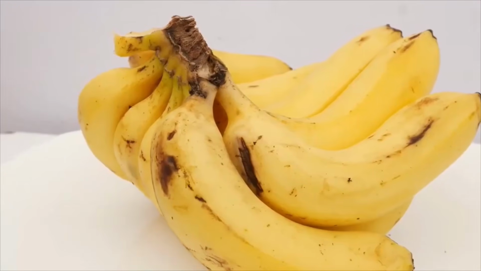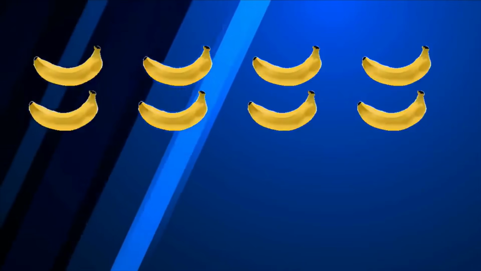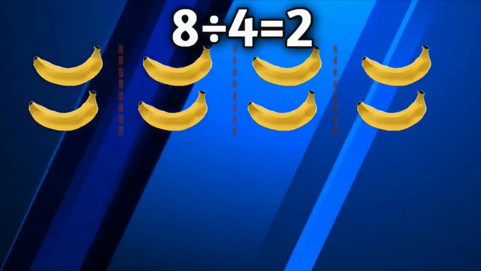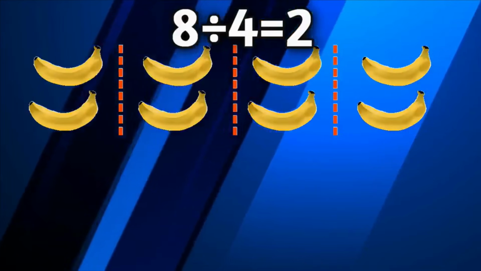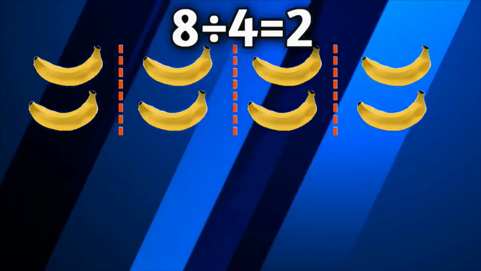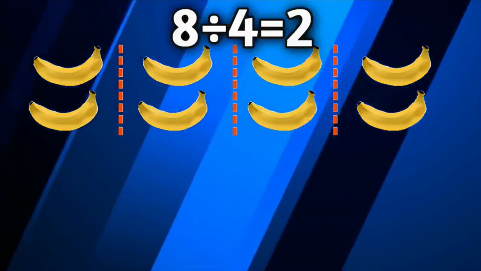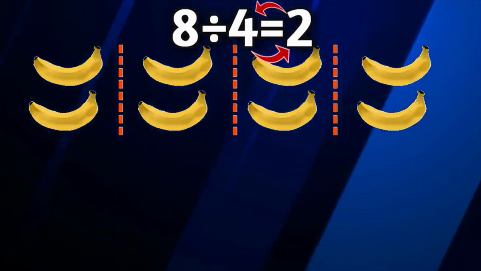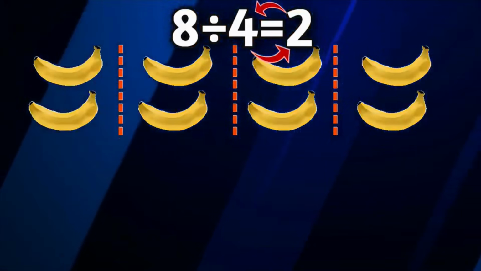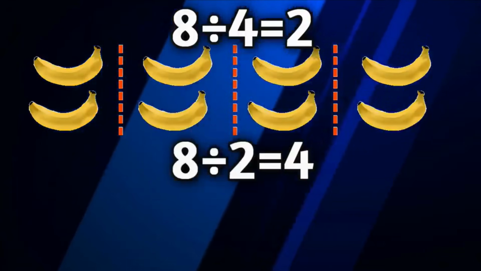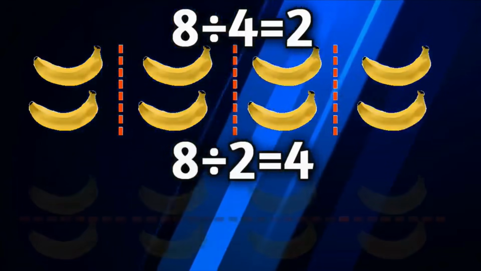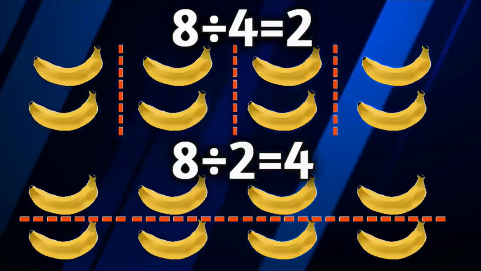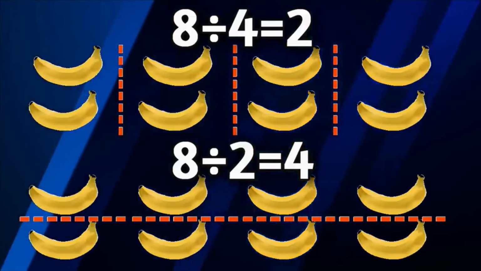Bananas are so tasty! We have 8 bananas here. 8 divided by 4 equals 2. Dividing the 8 bananas into 4 groups means each group has 2 bananas in it. Cool. Now, if we flip the 4, which is the divisor, and the 2, which is the quotient, it remains true. So 8 divided by 2 equals 4. If we divide the 8 bananas into 2 groups, we see there are 4 bananas in each group.